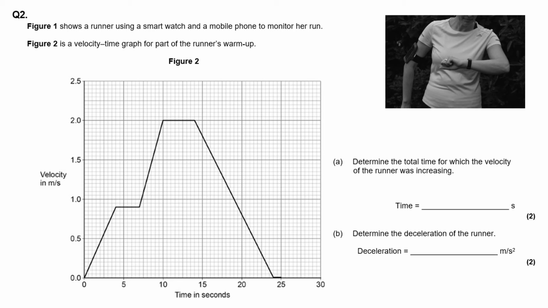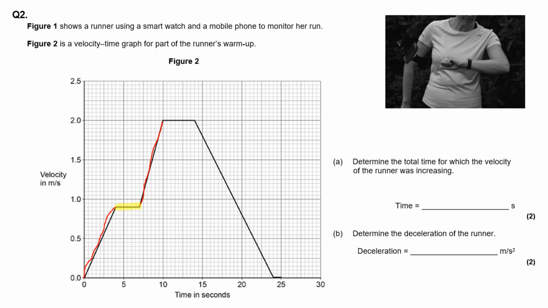So let's see where the velocity is increasing. Well, it's increasing in this section here. Then it increases again in this section here. Don't fall into the trap of thinking the answer is 10 seconds, because we have a section here where the velocity isn't increasing, the velocity is remaining constant. So we're going to ignore that bit there.